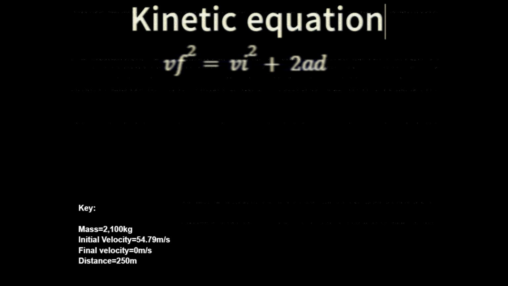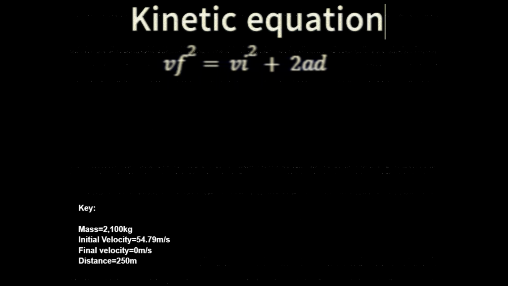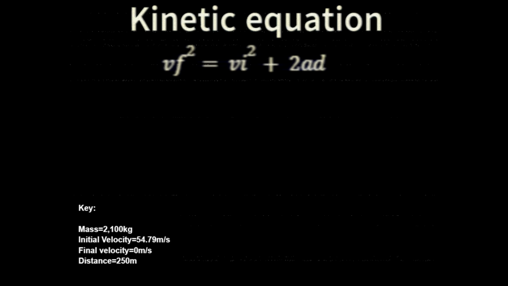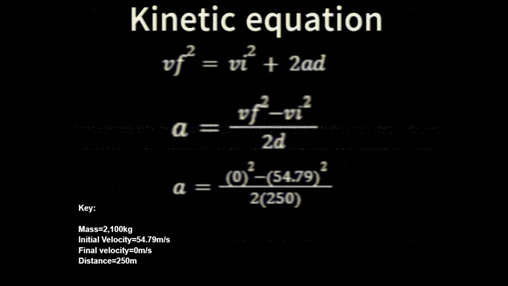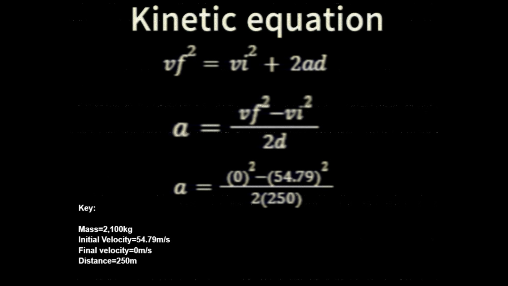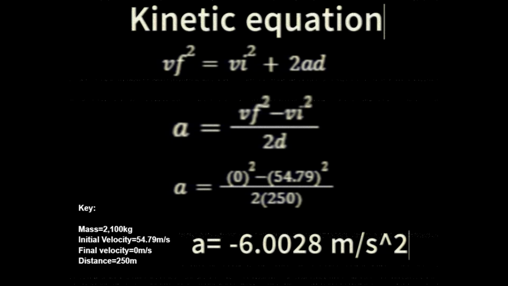To start, I need to use the kinematic equation. This equation is final velocity squared is equal to initial velocity squared plus 2 times acceleration times distance. I must rearrange this equation for my use. I then substitute. So my acceleration is negative 6.0028 meters per second squared.